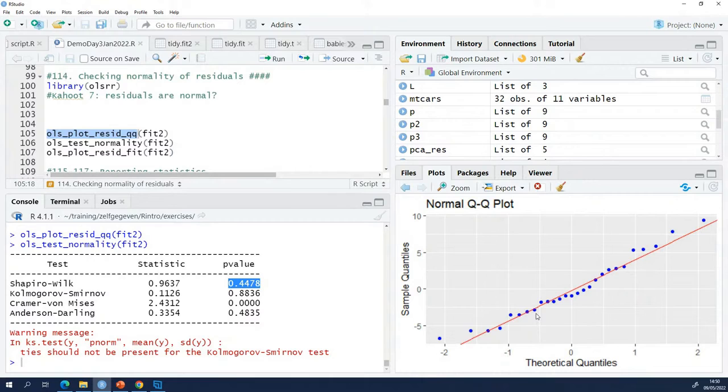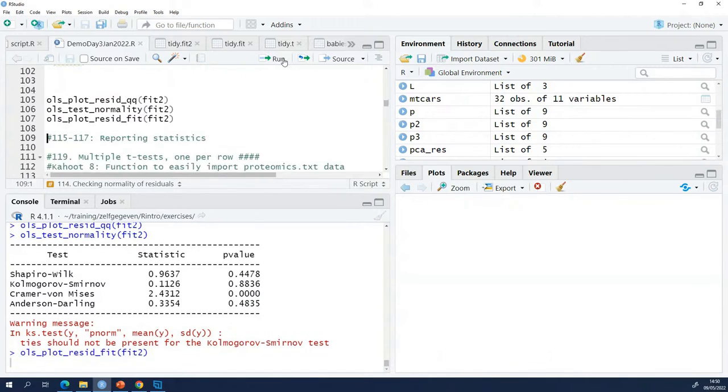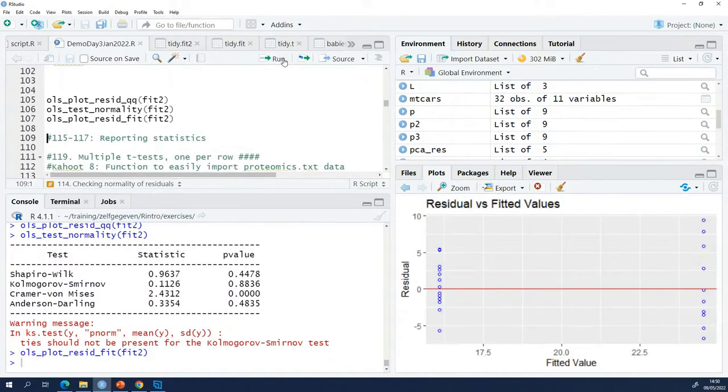The last plot from this package that statisticians like to make, although I don't do it, but some of them do, is this one, the residuals versus fitted values plot. So here you have the means. So the 2 groups, and for each group here you see the residuals.